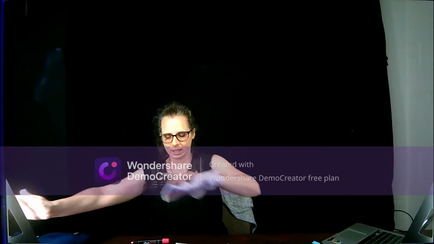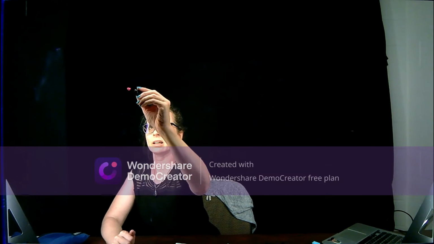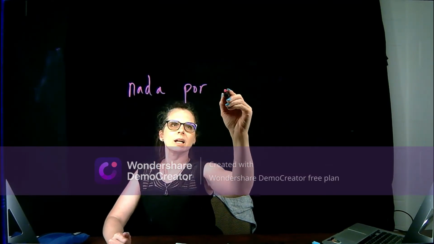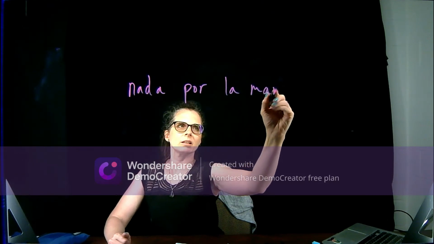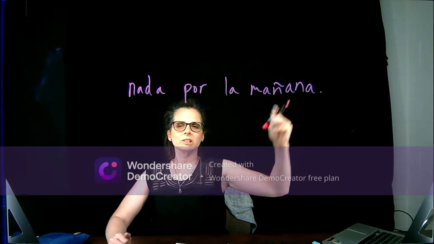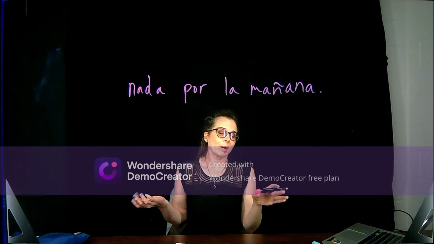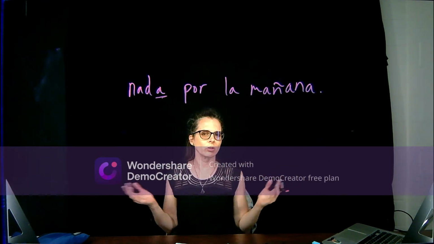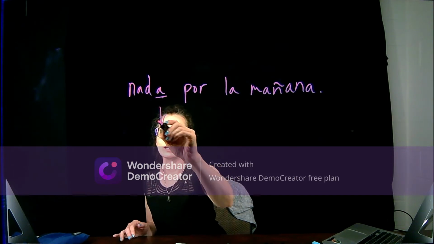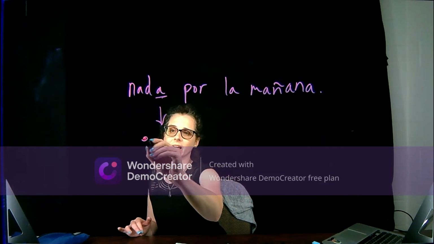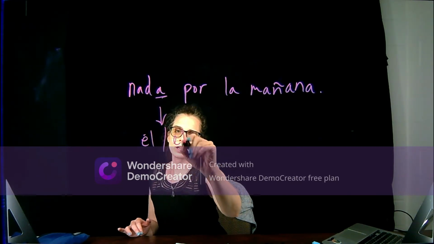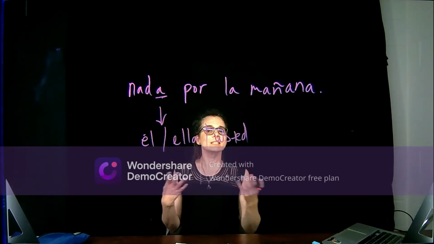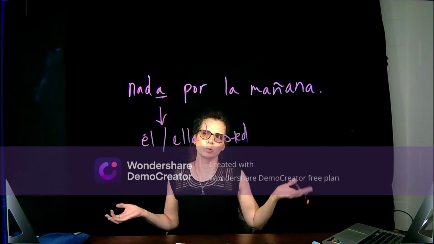So let's try another sentence. Aquí, nada por la mañana. Entonces, aquí hay un problema, posiblemente. Nada. ¿Cuál es el sujeto? No sabemos exactamente porque puede ser él, ella o usted. No sabemos. So, si no hay más contexto, necesitamos poner el sujeto.